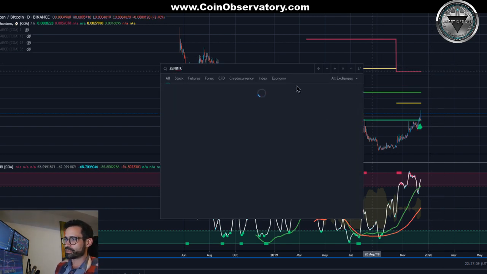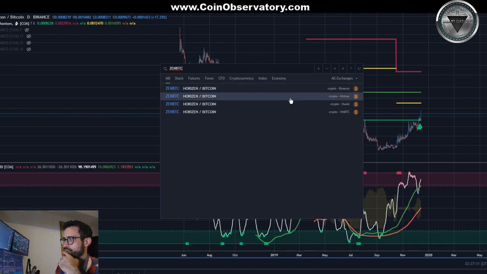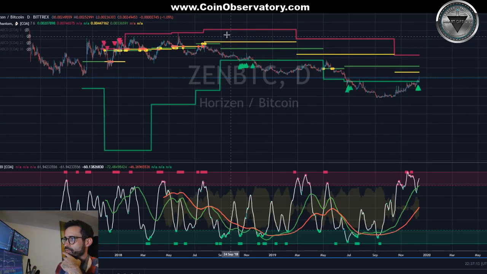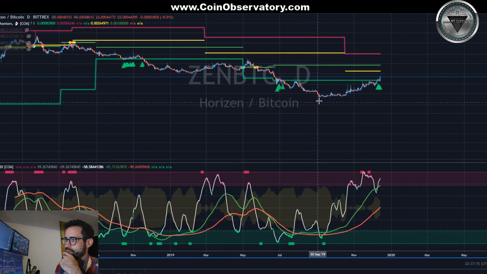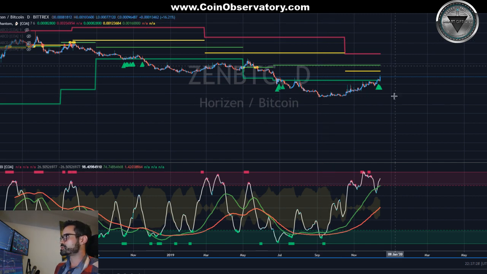Let me try the Bittrex chart. There should be a lot more data. Yeah, I mean, this was the early buy signal here, and that's what I'm looking at. That's why I signaled QSP yesterday. That's just based on RBI.